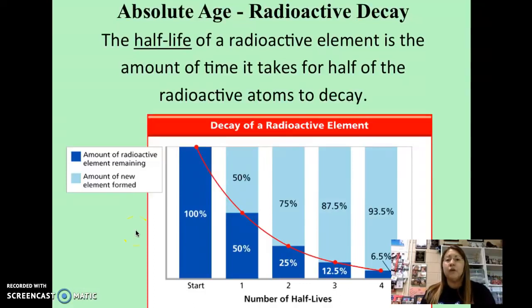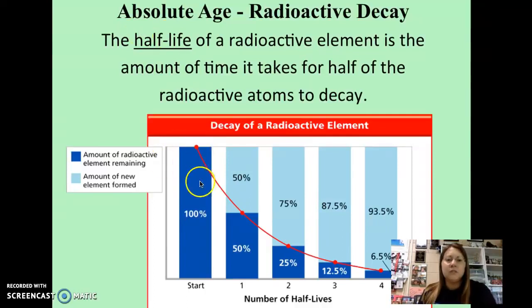As we're talking about absolute age and determining the age of rocks and fossils, we're looking at radioactive material, so the atoms that are left in an element that have not decayed yet and are still radioactive. You have this beautiful little graph here that's looking at the decay of a radioactive element. We start out with this blue section, which is the amount of the radioactive element that you have, and the light blue is the amount of the new element that is formed as that radioactive element is decaying, as it's breaking down. As we look at the half-life, just think of half as half, 50%.